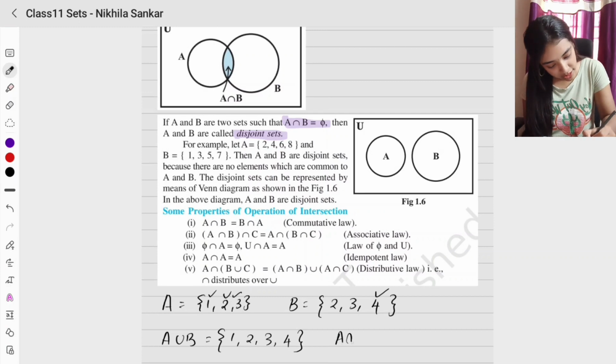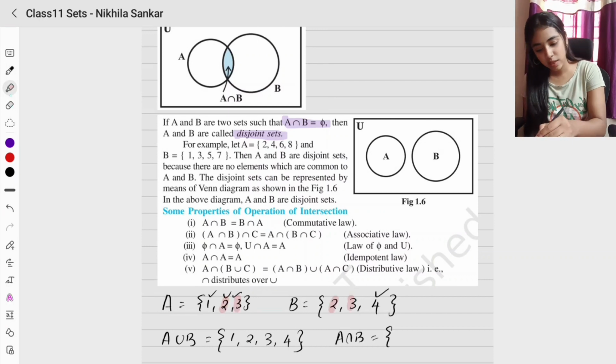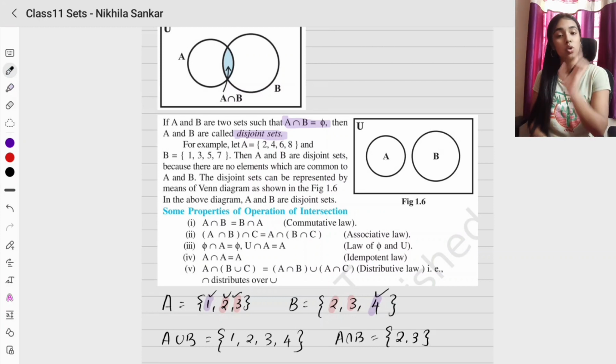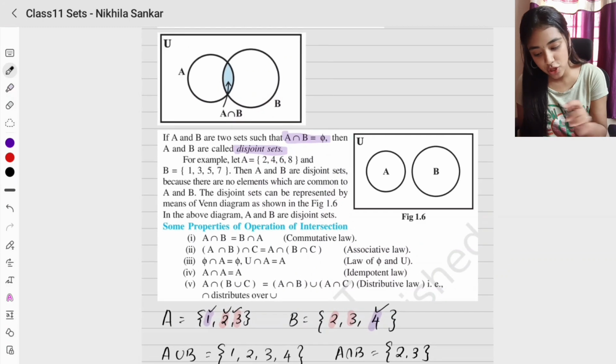Now what does intersection mean? It has to be there in both the sets. So I have 2 here, I have 2 here, I have 3 here, I have 3 here. Here I have 1, but is 1 there here? No. I have 4 here, but there is no 4 in set A. So what are all my common elements? It is going to be 2, 3. It has to be there in both A and B. Elements that are in both A and B, this is intersection.